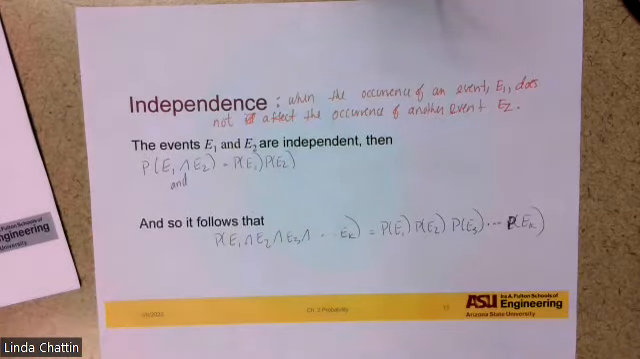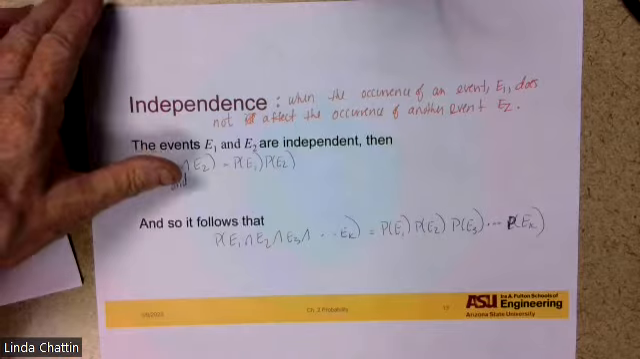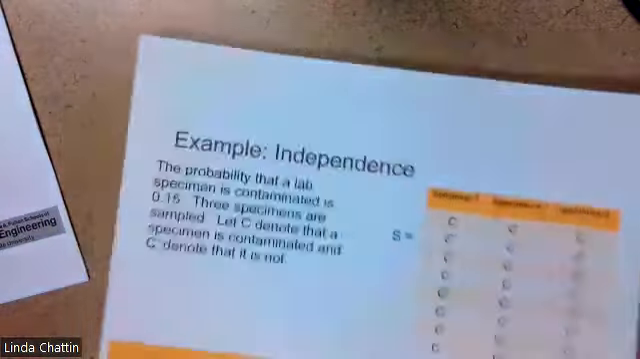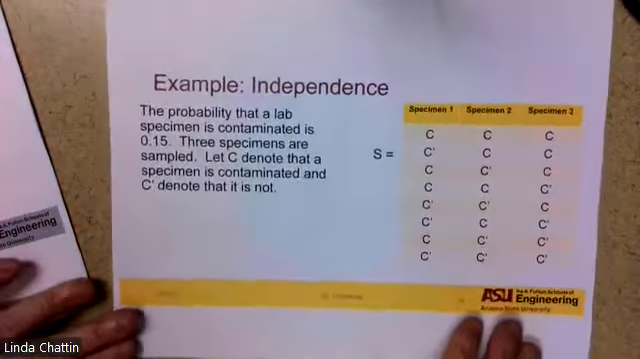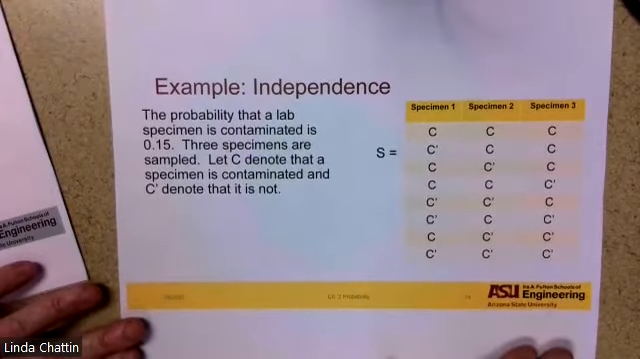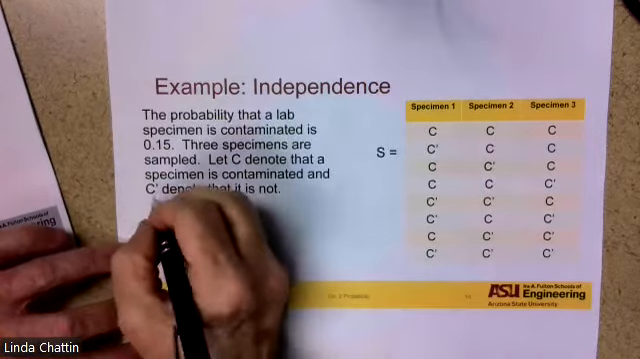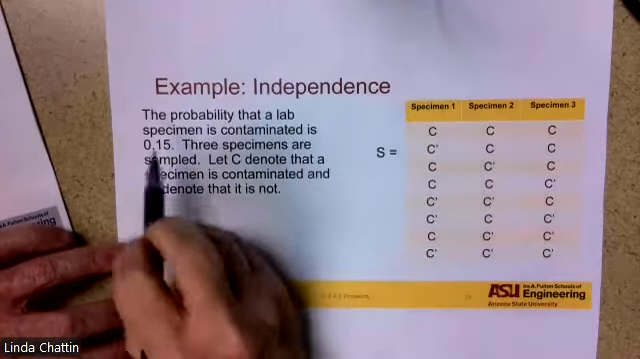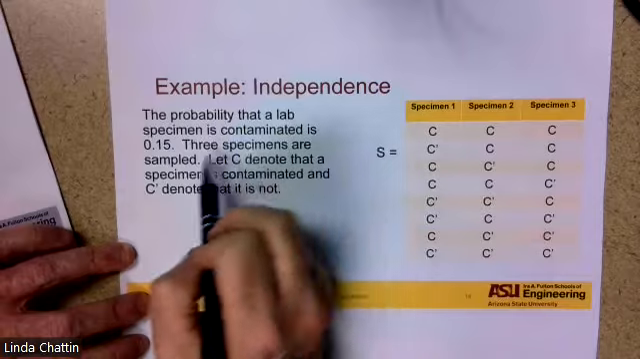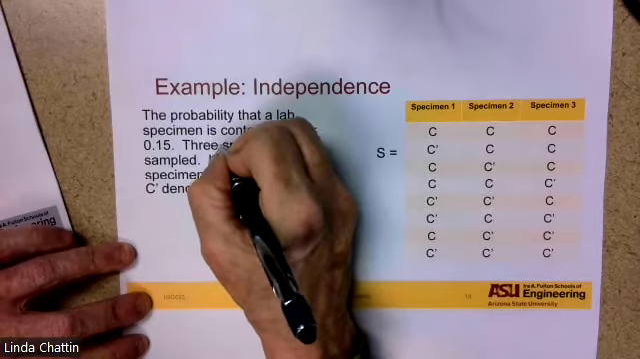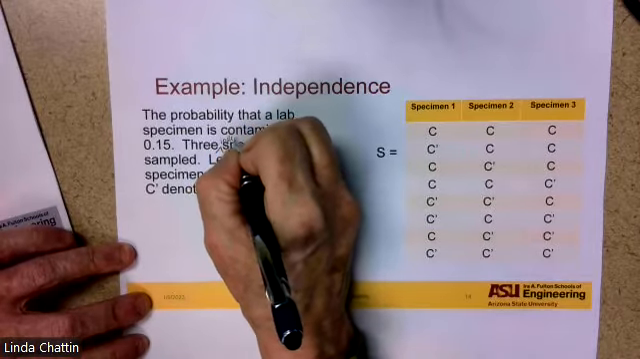So suppose that I'm running a lab and I've got some specimens. The probability that a lab specimen is contaminated is 0.15. I take 3 specimens in their sample. Now, I'm going to make an assumption here. I didn't put it here, but I should have written it. Let me put it in here: the 3 specimens are independent.